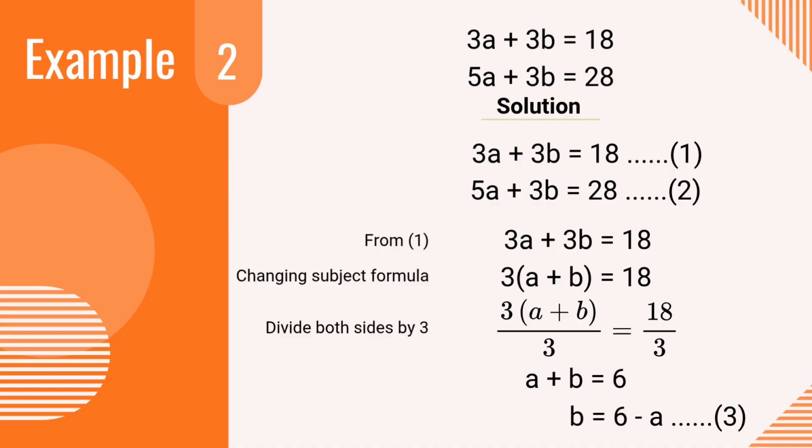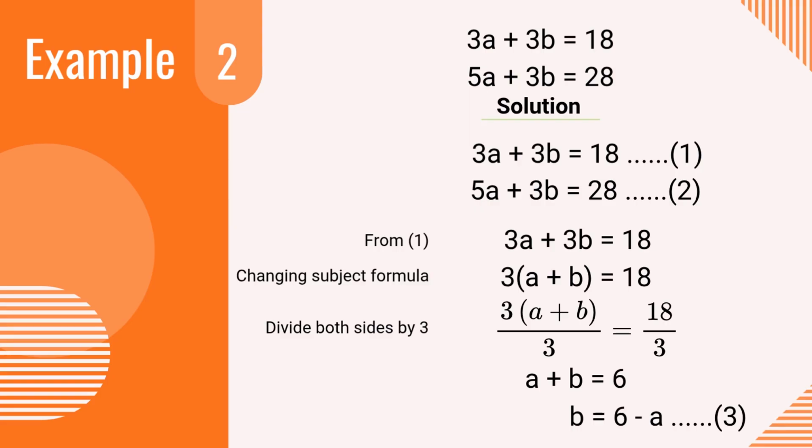So you factor 3 out. So you have 3, bracket open, a plus b, bracket close, equals 18. Remember, the whole essence of this is to make either a or b the subject of the formula. If you have other methods to make either a or b the subject of the formula, you are free to apply them.